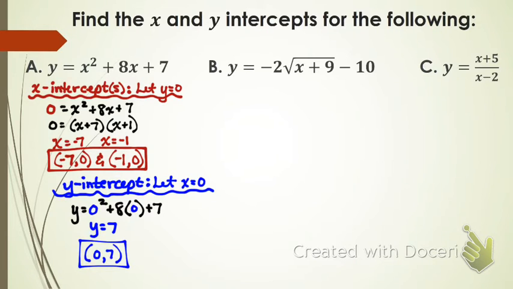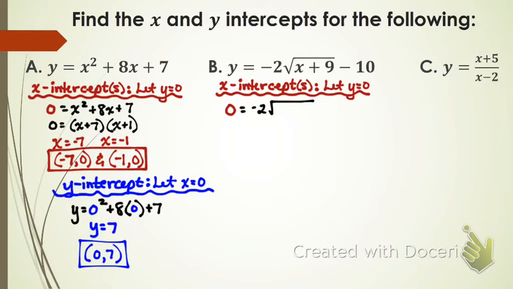You guys okay with that so far? All right. Let's go look at part B. For my x-intercepts, I let the y be equal to 0, so I'm going to have 0 equals negative 2 times the square root of x plus 9, minus 10. What should I do first?